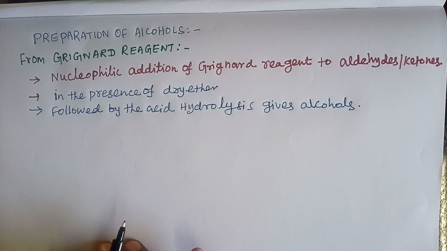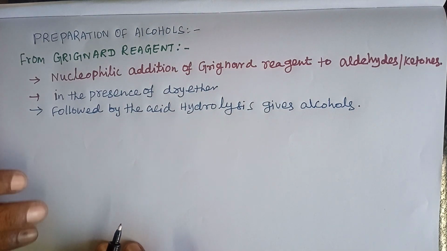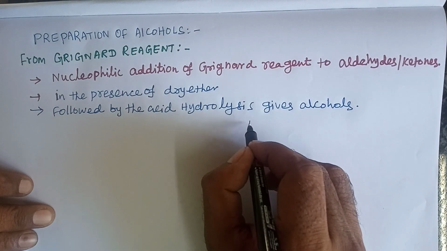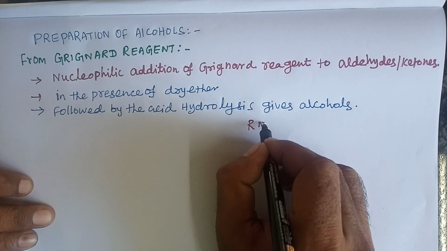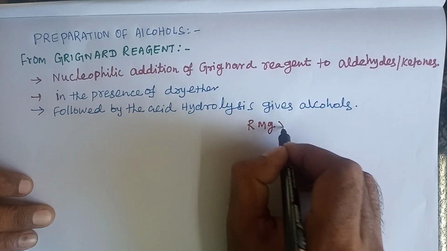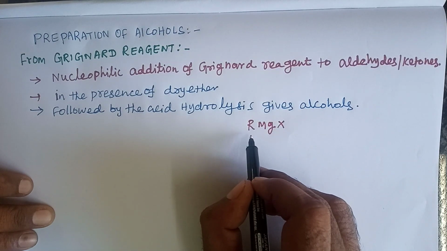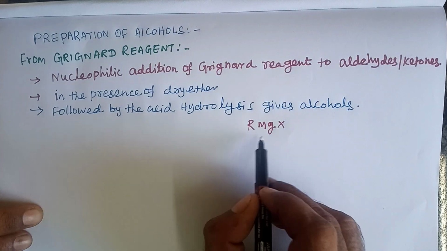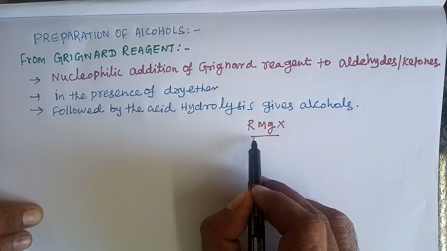Now let us understand what Grignard reagents are. You know about the Grignard reagents. This is the general formula for Grignard reagents, RMgX. This is an alkyl magnesium halide. Alkyl magnesium halide is called the Grignard reagent.